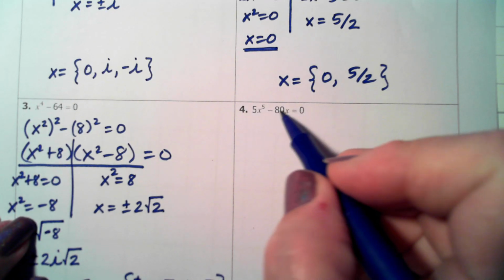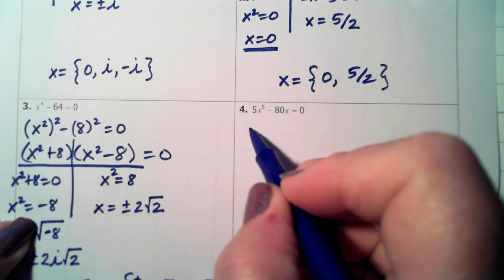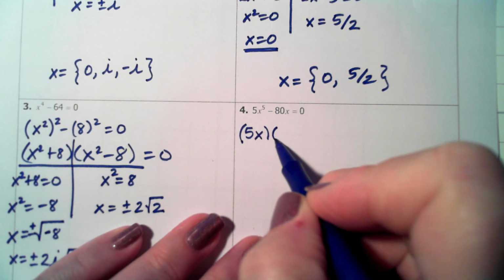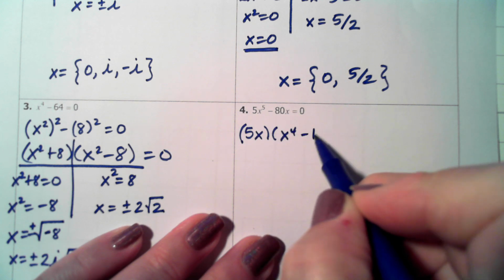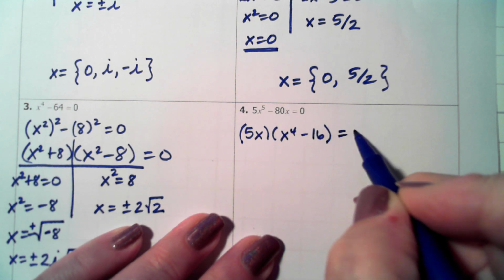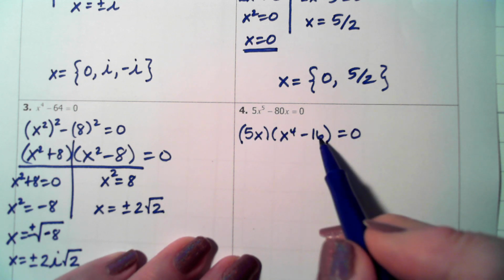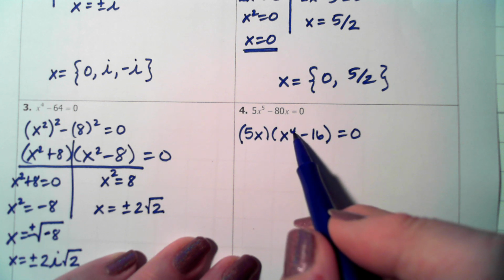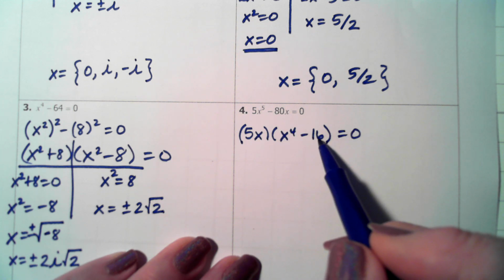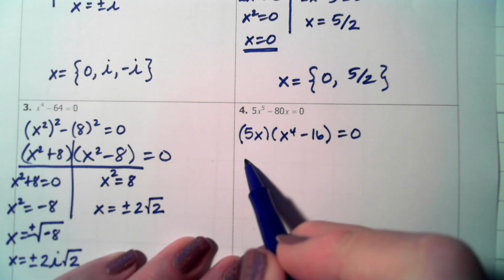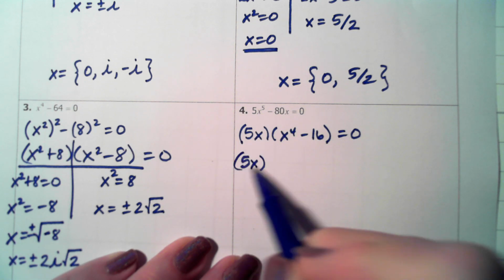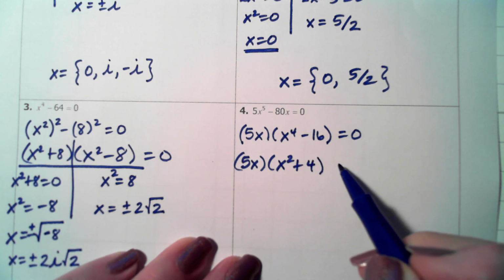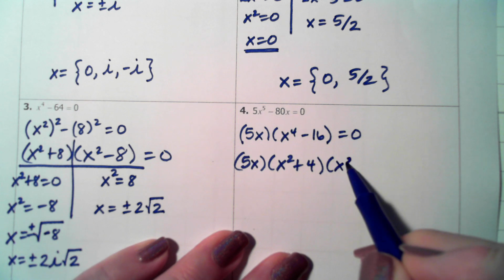Number 4, we're going to factor out the x and a 5, and we end up with 5x as one of our factors. Then we have x to the 4th minus 16, and that equals 0. Now remember, it said factor completely. This is the difference of 2 squares: x squared is being squared, and 4 is being squared. So this factors again to 5x times the conjugate pair, x squared plus 4 and x squared minus 4.